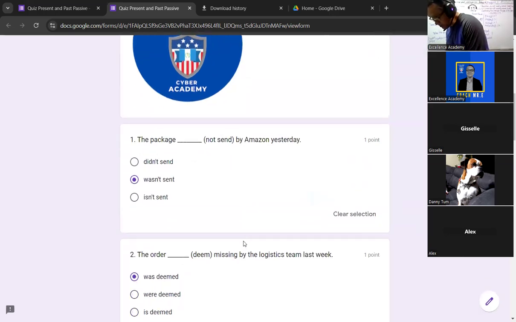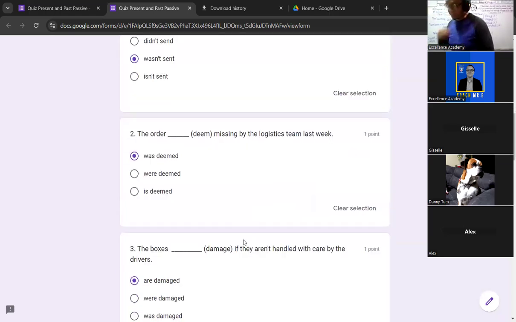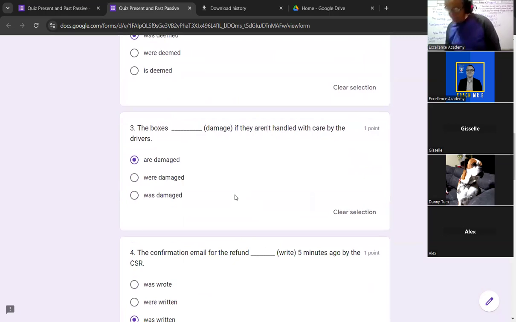The package was sent by Amazon yesterday. Okay. Number 2. The order was deemed missing by the logistic team last week. Good. Can you say deemed? Deemed. Very good. The order was deemed missing by the logistic team last week. Good. The boxes are damaged if they aren't handled with care by the drivers. Good.